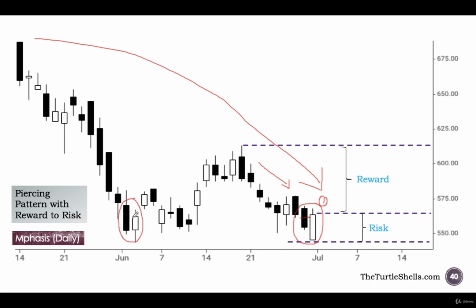Probably because it has closed just near the midpoint, but it hasn't closed above. So it is not a decisive close above the midway of the prior black candle. So I would be doubtful on this.